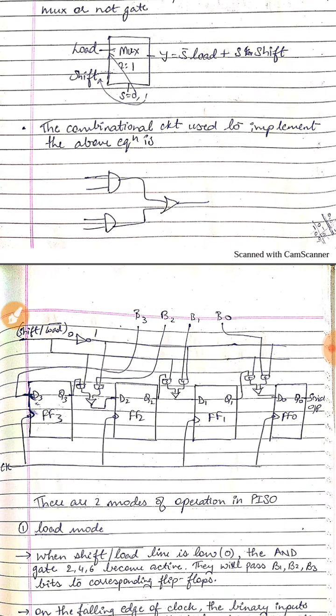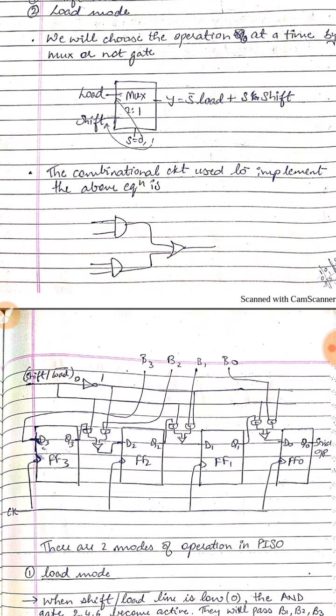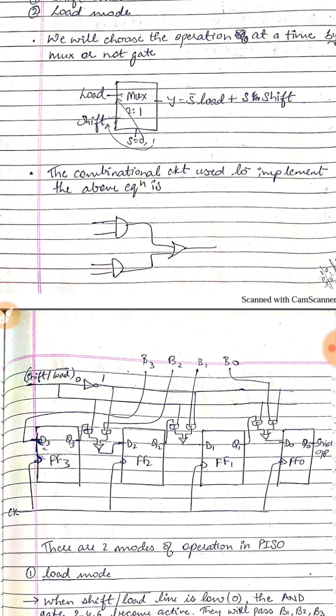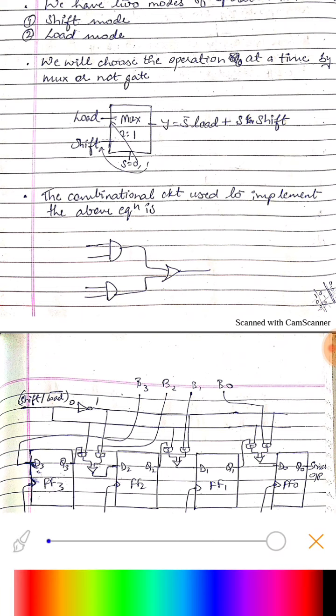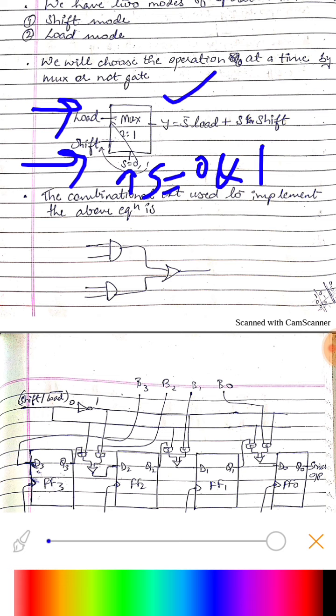We need a multiplexer so that we can use the two modes alternatively. First the data will be loaded and then it will be shifted. For that we need a combinational circuit, and we have used a multiplexer over here. Here the select input is S, which can be 0 and 1, and the two inputs are load and shift. If the select input is low, the data will be loaded, and if it is high, the data will be shifted into the shift register. That is why we have used a multiplexer.